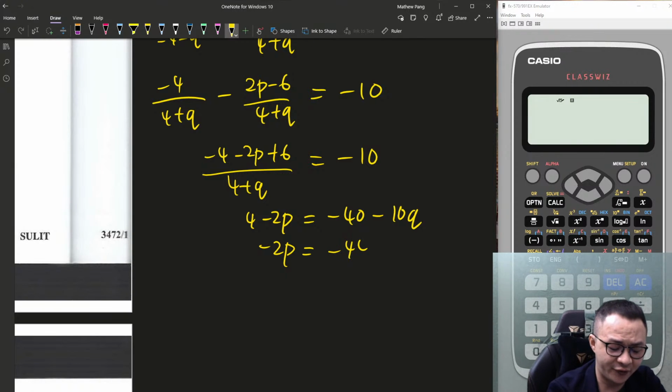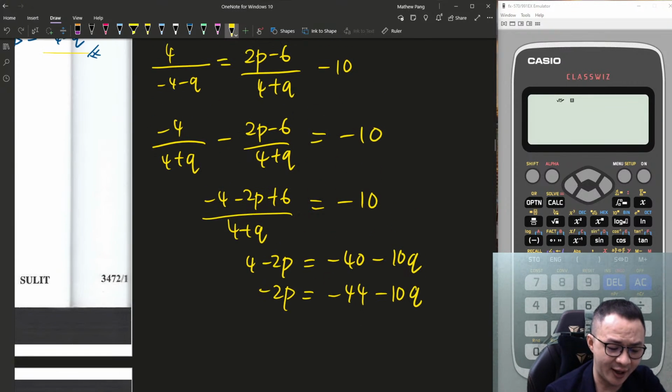negative 44 minus 10q. Did I make any careless mistake here? Sorry, this is 2, not 4. So negative 42. So p should be 21 plus 5q. Done.